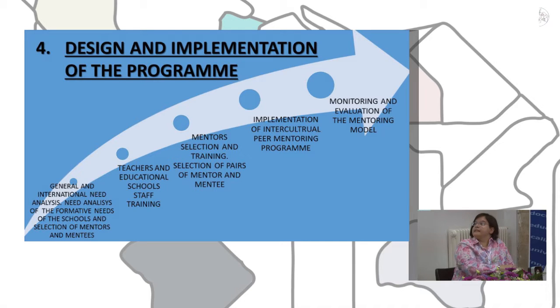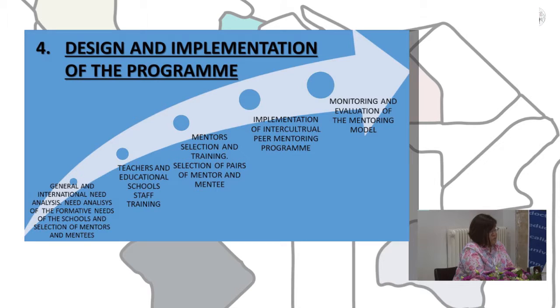These are the main steps of the design and implementation of our program. We are now in the transition stage from the first phase to the second. The first phase was the one that we, the University of Salamanca, were the leader of, and was basically a general and international need analysis, and more specifically, the analysis of the formative needs of the school and how to select both mentors and mentees.